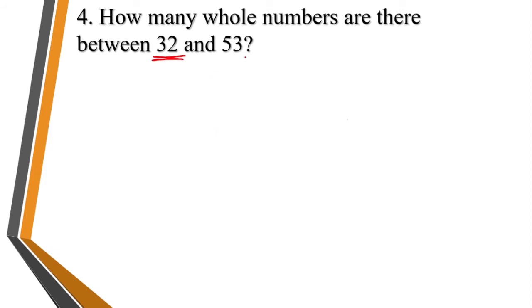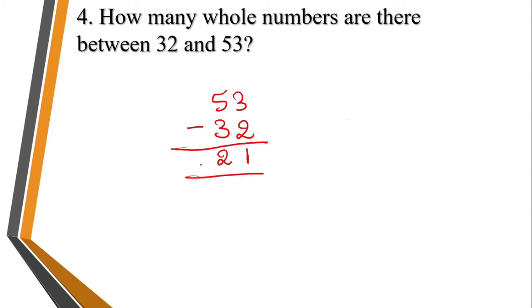First we will do 53 minus 32. Right. Now 3 minus 2 is 1 and 5 minus 3 is 2. So we will get our answer as 21. Now this is the difference. Now for the difference we should do minus 1.